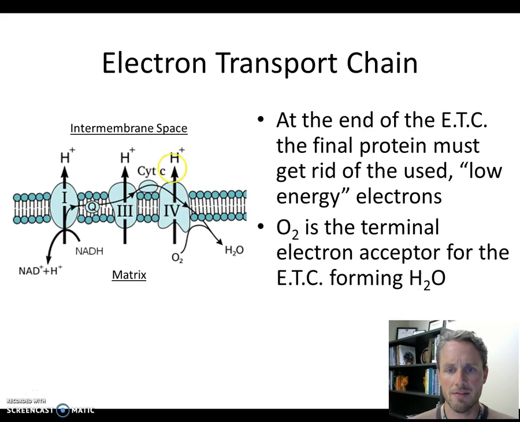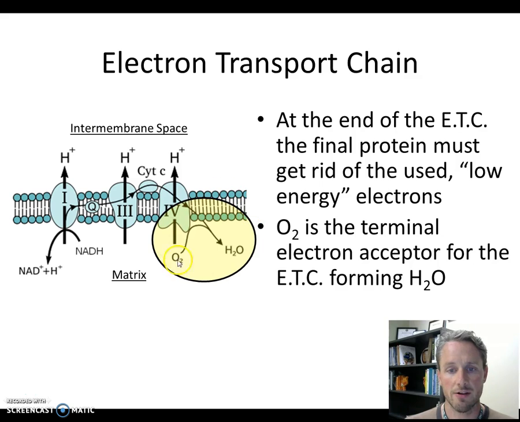But we're not done. At this point, that protein, the one labeled number four, is holding on to electrons. It's used the energy to move an H+, but now it has to get rid of those electrons. If it just continued to hold on to those electrons, it wouldn't be able to accept new electrons from the previous members of the chain. So it has to empty itself of those extra electrons. It does that by putting the electrons onto oxygen, making water. So oxygen plus these electrons produces water. And for that reason, we call oxygen the terminal electron acceptor for the electron transport chain.